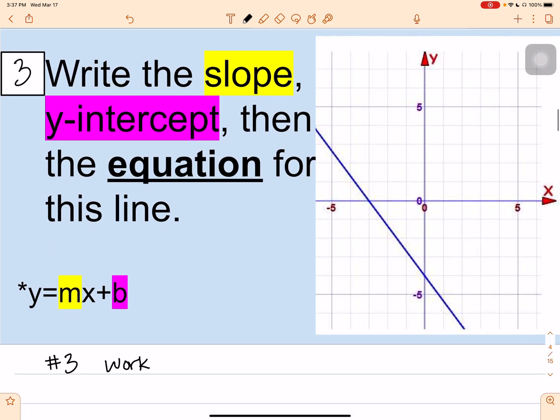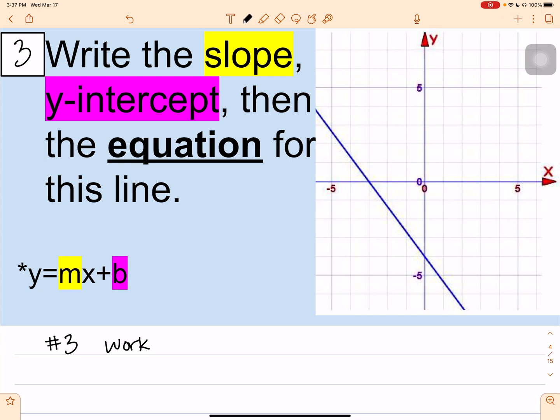All right, so here's another one. It's asking us to write the equation for the line. So the first thing I'm going to do is find my y-intercept. All right? So my y-intercept, I cross the y-axis right here. Now, I'll tell you right now, what a lot of students have done in the past is say that that's at -5. But -5 is right here. That is not where the line crosses.